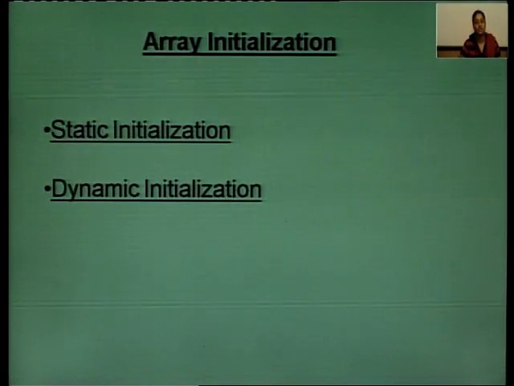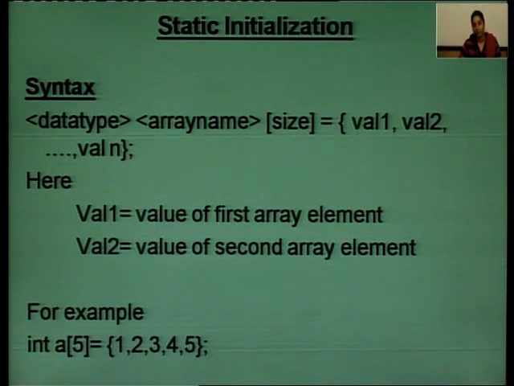Now, how to initialize an array. There are two different methods to initialize an array: static initialization and dynamic initialization. To initialize a one-dimensional array using static initialization, the syntax is: data type, array name, size, equal to, and in brackets value 1, value 2, up to value n, as many values as you want to give.